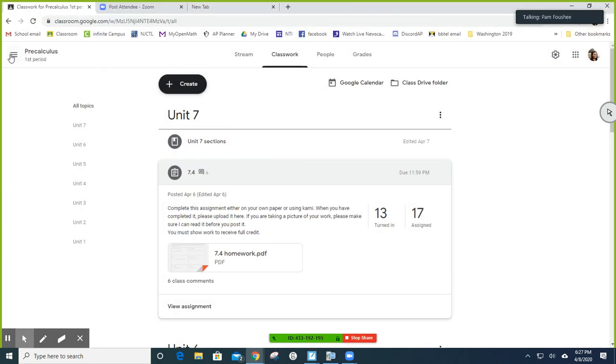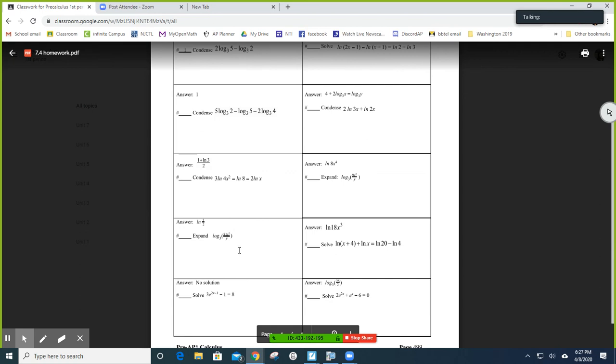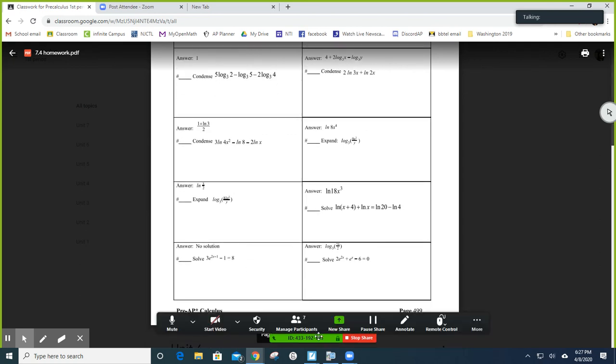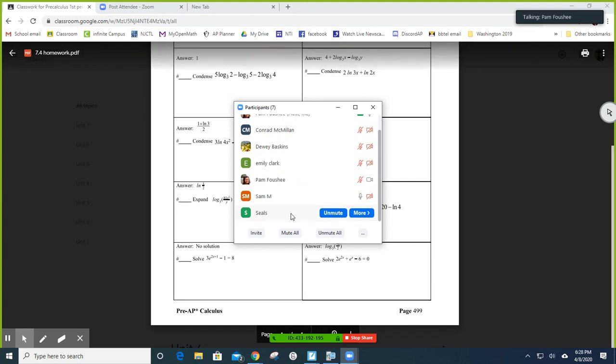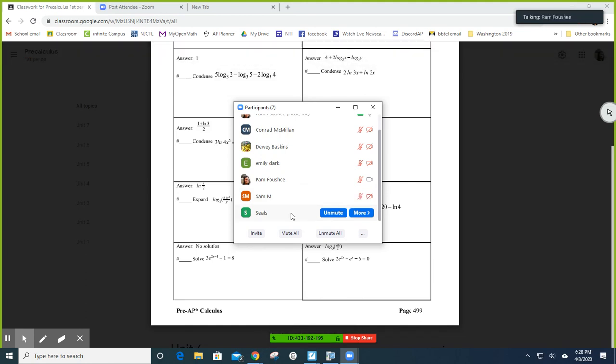If you come over here, you'll notice this is first period, and 13 of 17 people have already turned it in. So just take a picture of it with your phone, or if you can't, take a picture of it with your Chromebook and post it right here. So any 7.4 questions for me? Nope. Anybody? I got one no. Anybody else? Okay, if there's no questions, I'm going to jump off then. Anybody has anything for me?